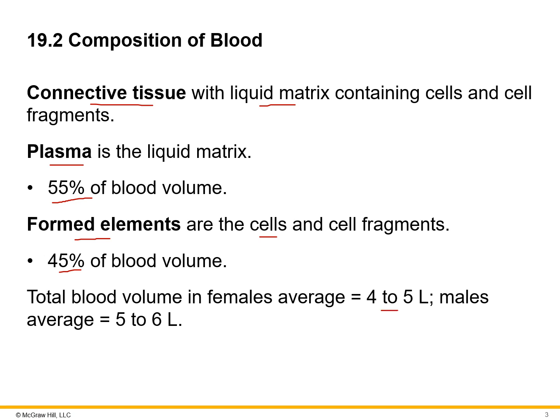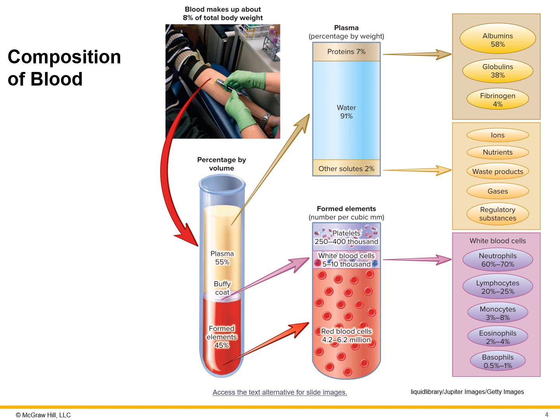So females have about 4 to 5 liters. Males have a little bit more with 5 to 6 liters of blood overall. So again, just looking at that breakdown. Plasma, the liquid part, is about 55%, a little more than half. And then those formed elements, a little bit less than half. And of those formed elements, the majority is going to be red blood cells. Then we have multiple types of white blood cells. And then we also have those fragments, which are platelets.